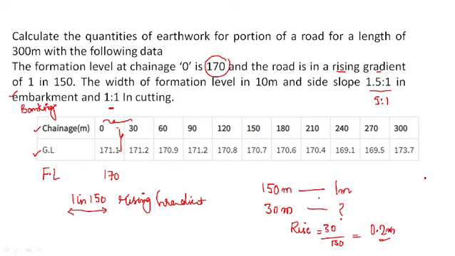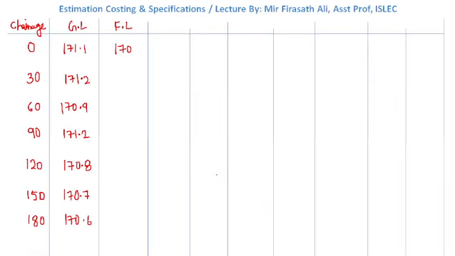So, as it is a rising gradient, what will be the formation level for chainage 30? It is 170.2, and for 60 it is 170.4, and this goes on so on. So, we need to write this, 170.2. Rising gradient, so we need to add. If it was a falling gradient, we would need to subtract this.